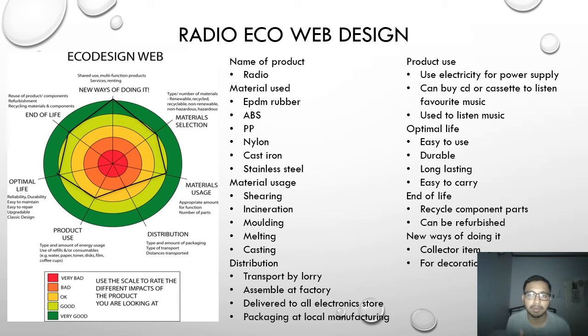For product use and optimal life, we got a very good score because it has more benefits. Optimal life has more positive aspects because it is easy to use, durable, long lasting, and easy to carry. This is very good because there is no negativity for the radio. At the end of life, we can also recycle component parts and it can be refurbished. We can refurbish the old radio and make it new stock, so we can avoid waste material.